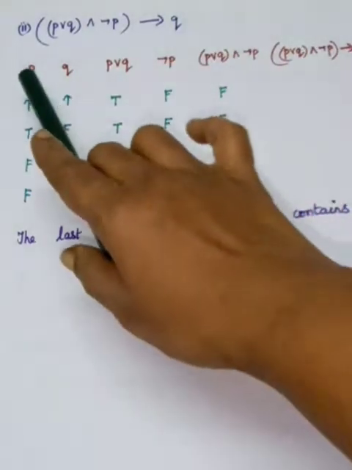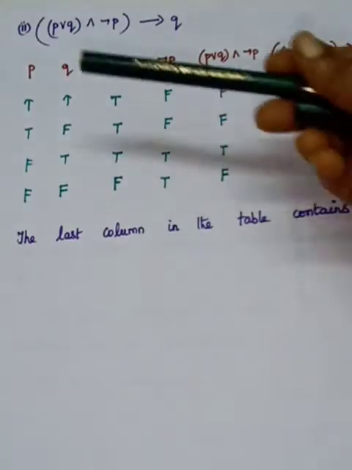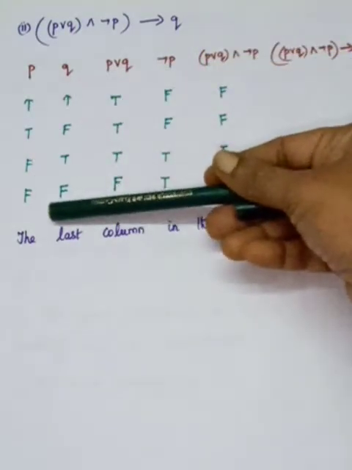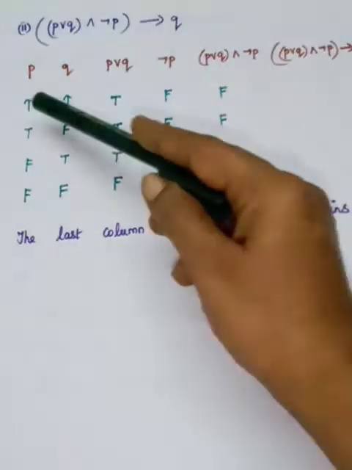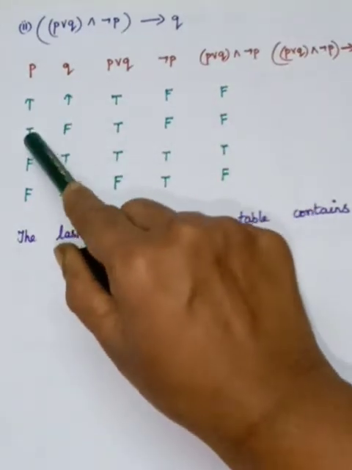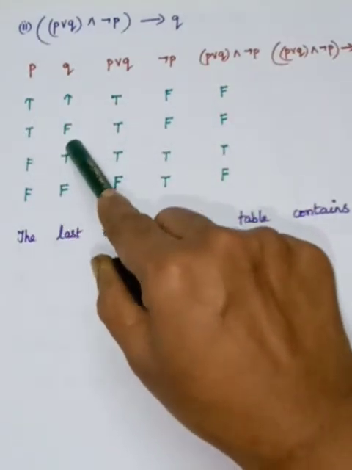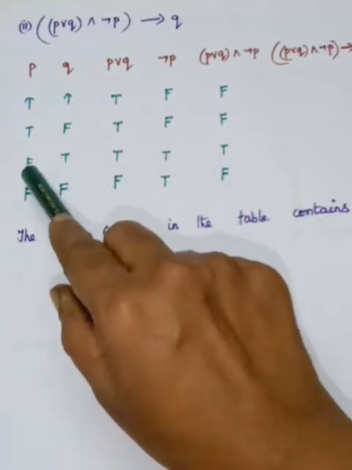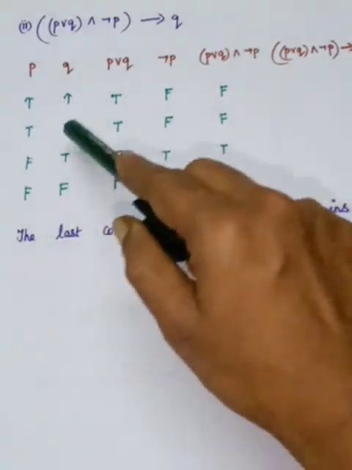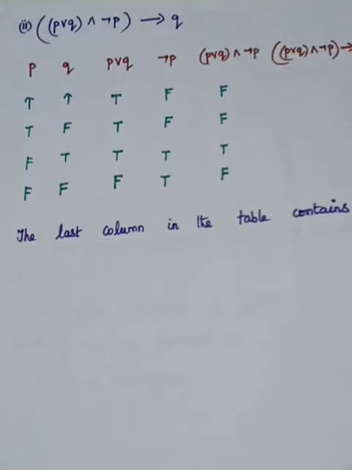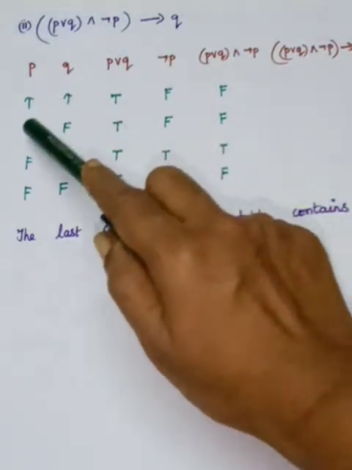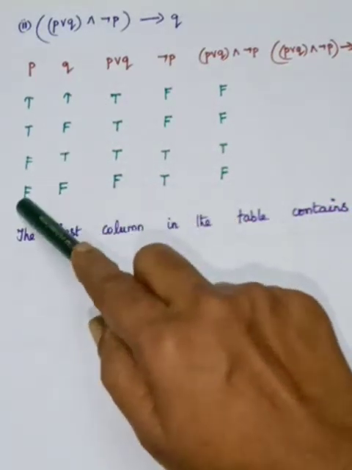Okay. So P, Q, two simple statements. So we have to write how many rows? 4 rows you have to write. The first row, true, true. The second row, true, F. That is TF. The third row, FT, FF. In this way you have to fill up. True, true, true, true, true, false, false, true, false, false.